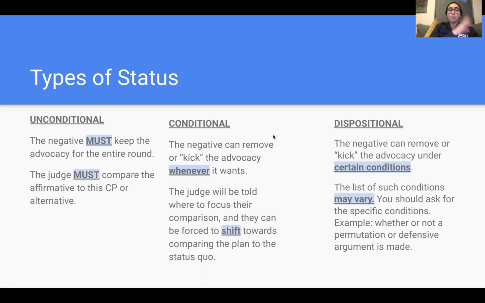Dispositional is sort of the middle ground between the two. And this means that the negative can remove or kick the advocacy under certain conditions. The list of those conditions varies, and you should ask for specific conditions when you're asking about the status of the advocacy. But the most common understanding is that when a defensive argument is made, the counterplan can be kicked. So if the affirmative makes a permutation, or the affirmative makes a no link argument to the net benefit, then the negative can kick the counterplan.